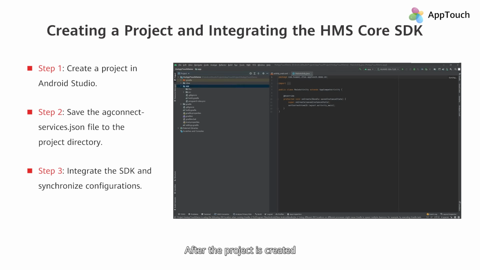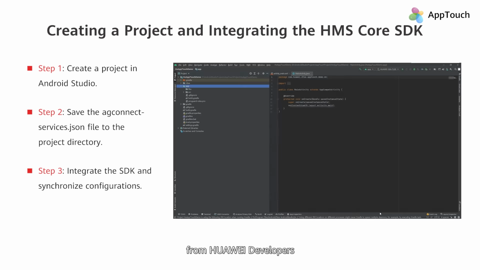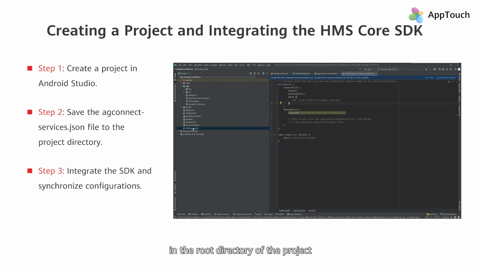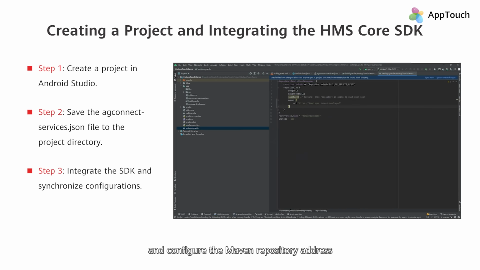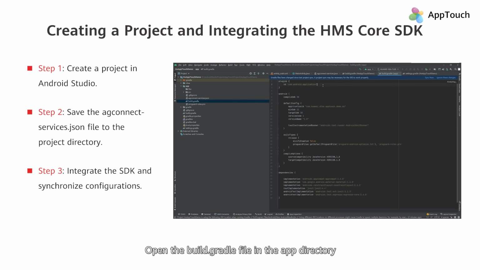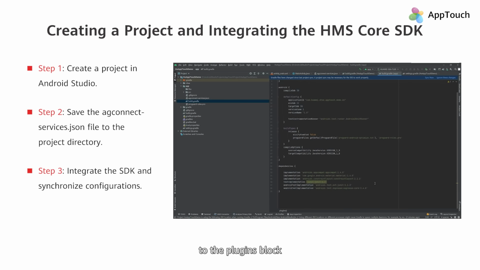After the project is created, download the AG Connect Services JSON file from the Huawei Developers and place the file in the app directory. Open the Build Gradle and Settings Gradle files in the root directory of the project and configure the Maven repository address of the HMS Core SDK. Open the Build Gradle file in the app directory, add the AppGallery Connect plugin configurations to the plugins block, and add the dependencies of Account Kit and IAP to the dependencies block.